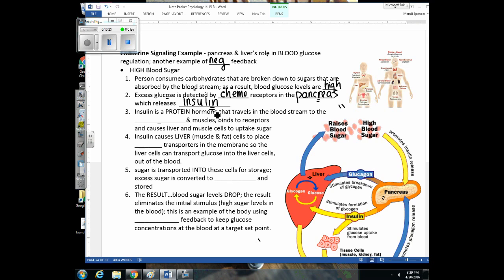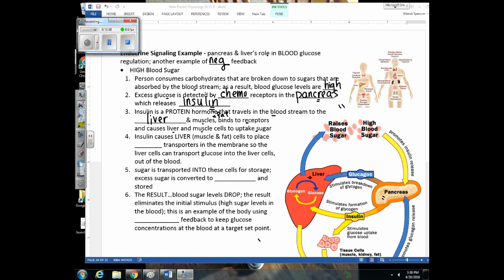We know that insulin is a protein hormone because it ends in IN. And this insulin is going to travel in the bloodstream. Remember, we're trying to communicate over long distances. And insulin is going to be received by muscle cells. It can also be received by liver cells. And I'm going to add fat cells as well. This insulin is going to bind to receptors on these different types of cells. And it's going to cause these cells, the liver cells, the muscle cells, the fat cells, to take that sugar out of the blood, so to absorb it from the bloodstream.